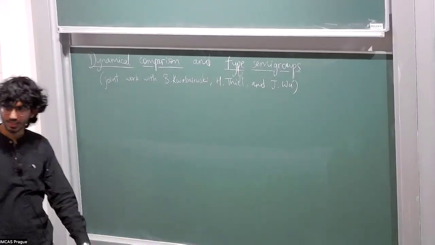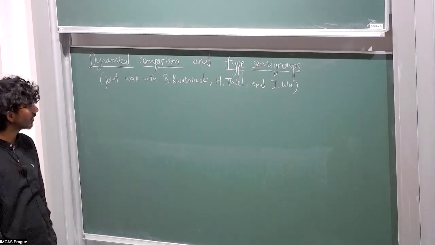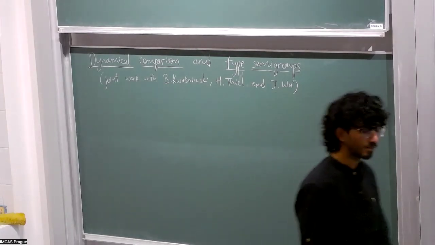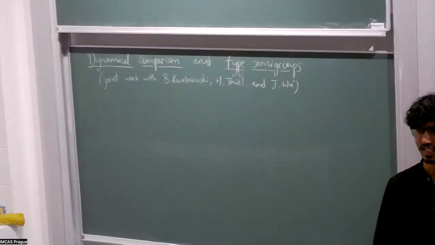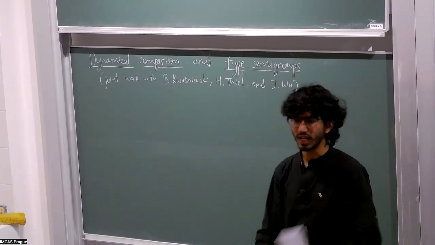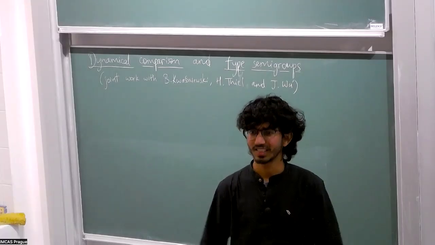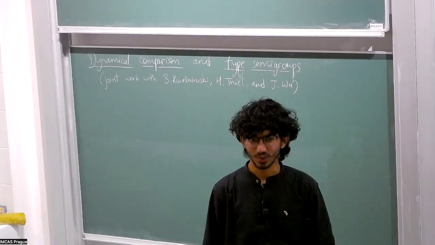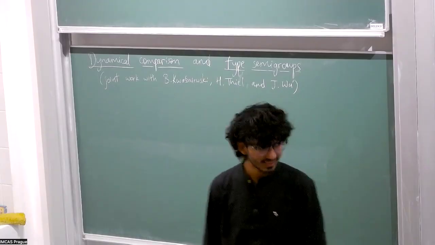So today I'll be talking about joint work with Bartosz, Hannes, and Jian Chao about dynamical comparison and type semigroups. This talk will be quite elementary, especially given that Aaron explained many of the concepts that go into this. But if you have questions at any point, please stop me. At some point during my talk, I may use the words Fisher algebras and groupoids. But if you don't know what these things mean, really, don't worry about it. They're not crucial to the talk.